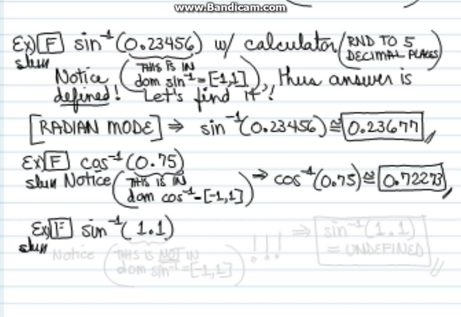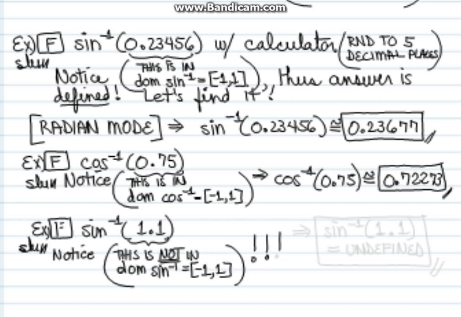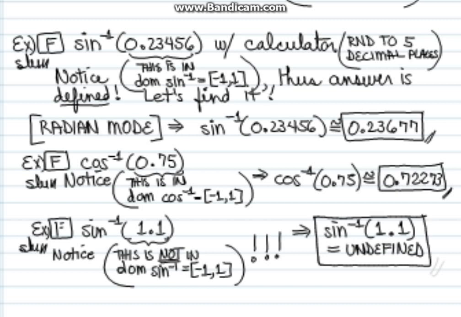And finally, let's find sine inverse of 1.1. Okay, well, notice that this number 1.1 is not in the domain of sine inverse. Remember the restricted domain for sine inverse, that's -1 to 1. Therefore, the answer is really quick. The sine inverse of 1.1 equals undefined. It doesn't exist. And we're finished.